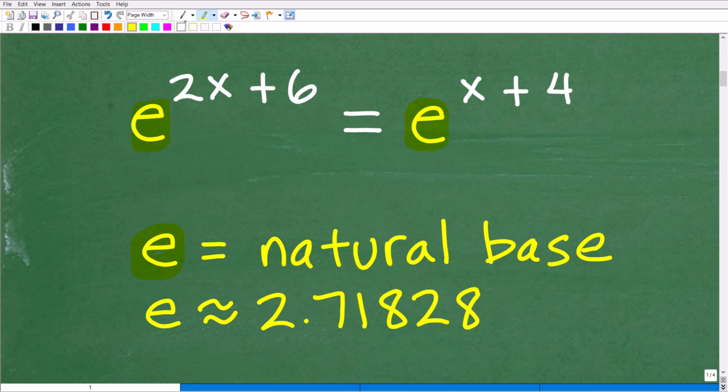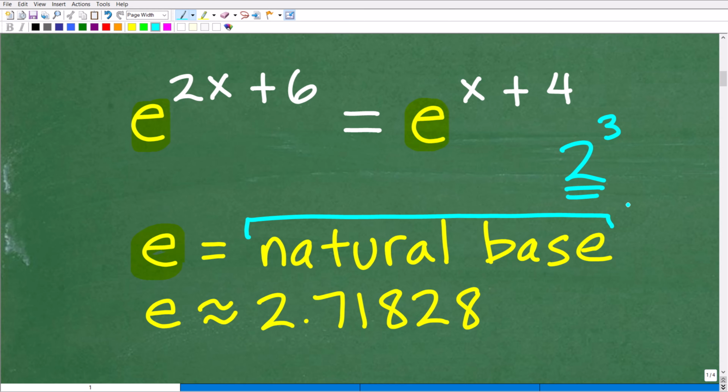e in mathematics is a variable. It stands for a number, but we refer to it as the natural base. If I have a power like 2 to the third power, 2 is the base, and 3 is the exponent. The entire thing is the power.